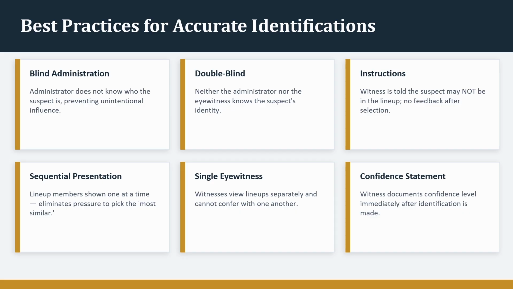The National Research Council endorsed all of these reforms in a major 2014 report. Roughly 19 states have adopted comprehensive reform procedures, either through legislation or judicial decision. But widespread implementation remains incomplete.